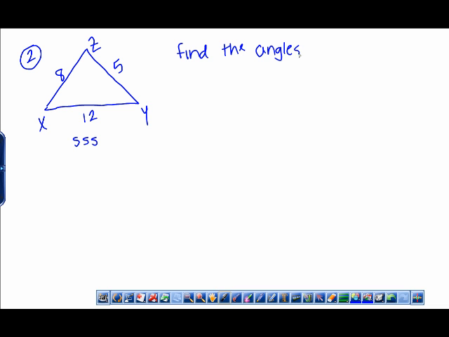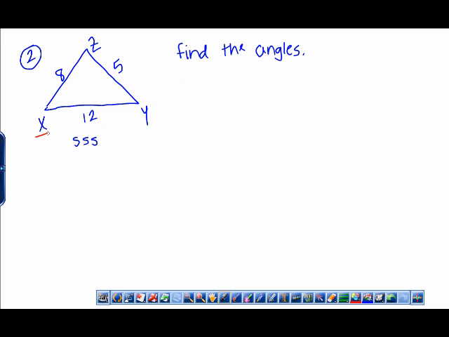Now, how many times do you think we're going to have to use Pythagorean theorem? How many times do you think we're going to have to use law of cosines? Do you think we're going to have to use it 3 times? We could, or we could use it twice and then use what we know about the 3 angles of a triangle. How much do the 3 angles of a triangle add up to? 180. So once we find 2 angles, we can find the third one pretty easily. Okay, so it doesn't really matter which one you start with.